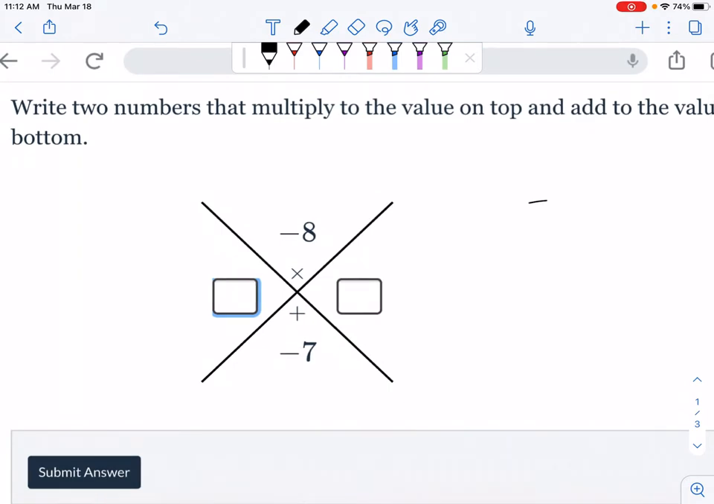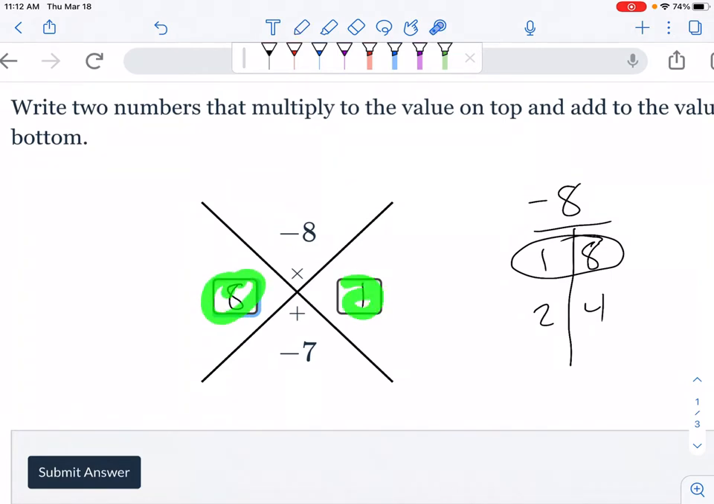For negative 8, 8 minus 1 could make 7. So we have 8 and 1. And one of these signs needs to be negative. I'm going to look at my bottom number and my bigger of the two. So 8 and 1, 8 is bigger. My bigger number will have the same sign as my bottom number. So this will be a negative 8 and a positive 1.